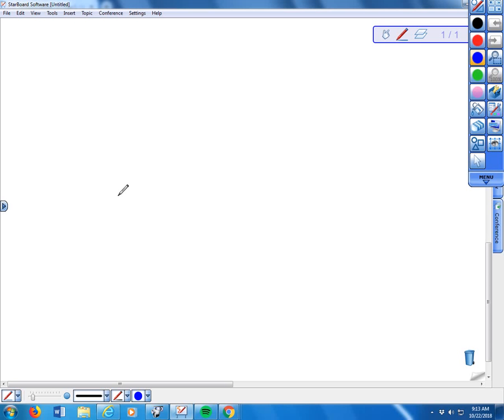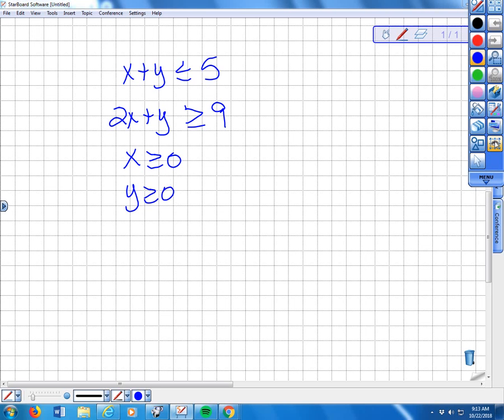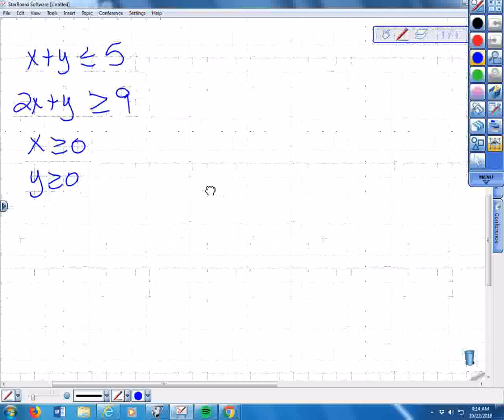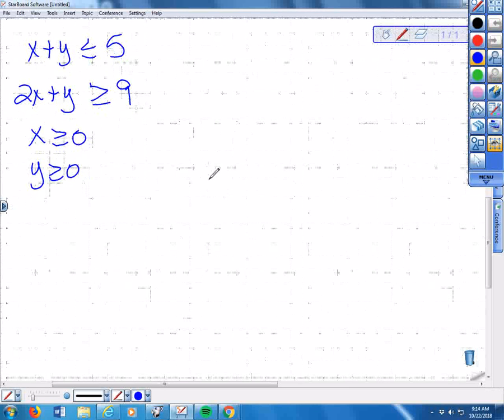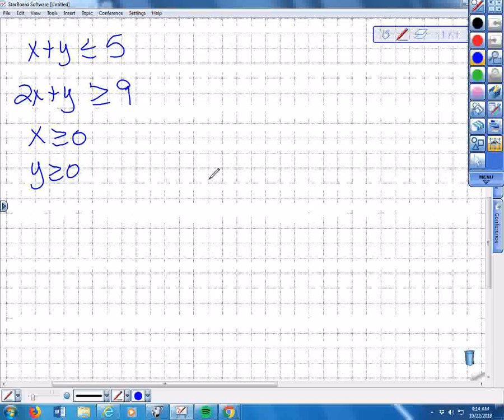Your first inequality is x plus y is less than or equal to 5. 2x plus y is greater than or equal to 9. X is greater than or equal to 0. And y is also greater than or equal to 2. Okay. So the first thing I do is I go ahead and draw the lines that these represent, decide whether they're all going to be solid, right? Okay. Right? Yeah.